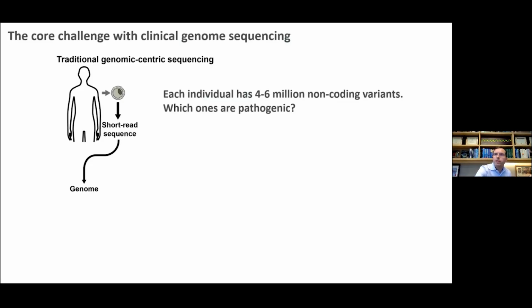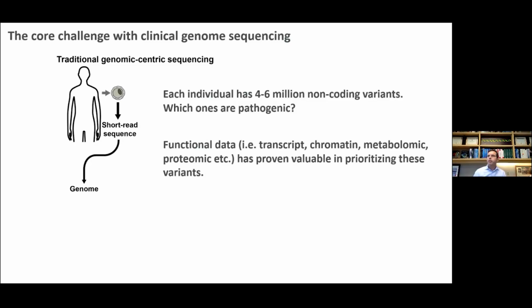With the advent of short read sequencing, we've been able to capture the rate at which genetic variation is accruing across the genome. But really the challenge has been this interpretation issue. One of the things that has been noted over the last several decades is that one way of improving the interpretation of these millions of genetic variants is by pairing genetic testing with functional data in the form of either transcript, chromatin, metabolomic, proteomic, you name it. These different types of functional data can be really valuable in prioritizing which of these millions of variants is potentially causative of the individual's condition.